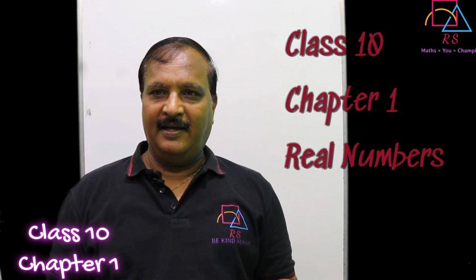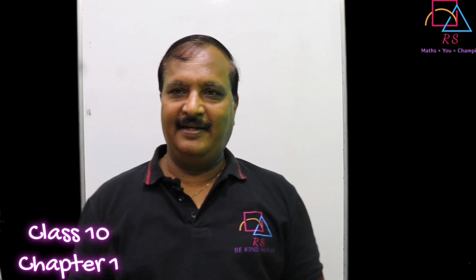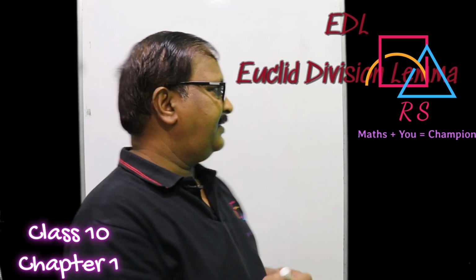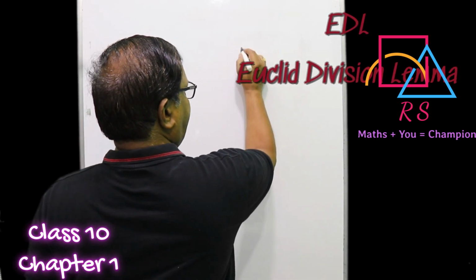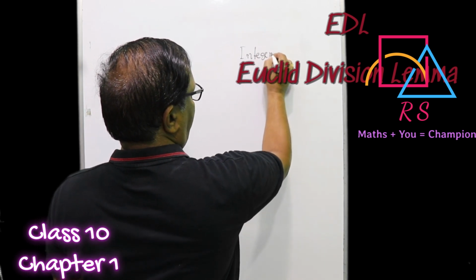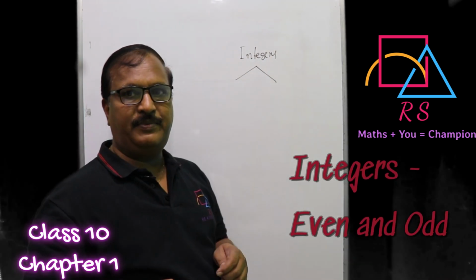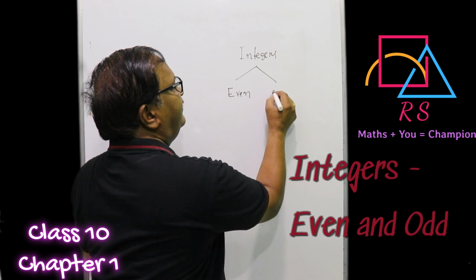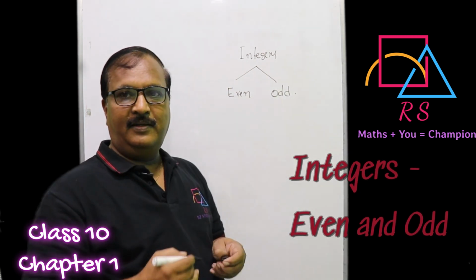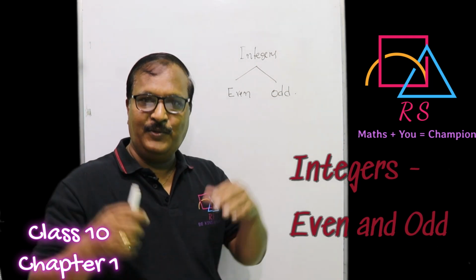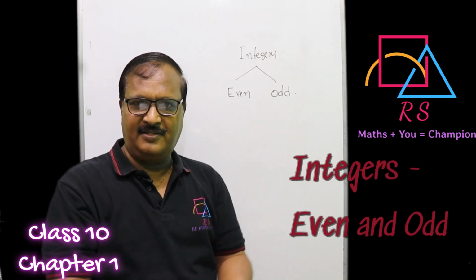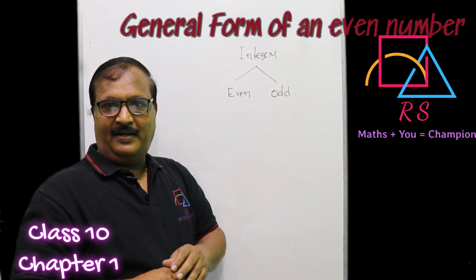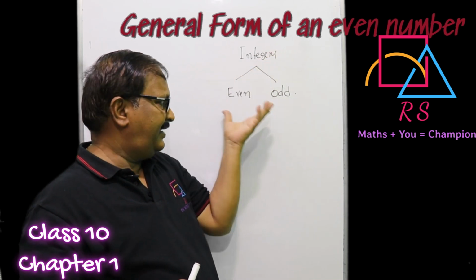EDL. In the last class I explained what is EDL, Euclid division lemma. Now let us go a little further. Integers are divided into two types: one is even integers, the other is odd integers. So now let us use EDL, the same concept, and find out the general form of an even number. Integers can be divided like this.